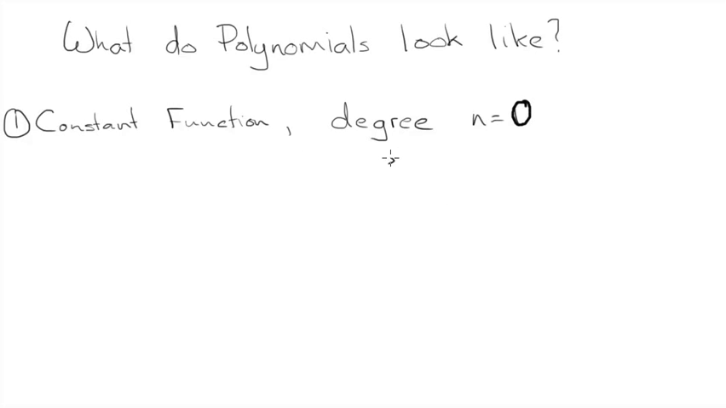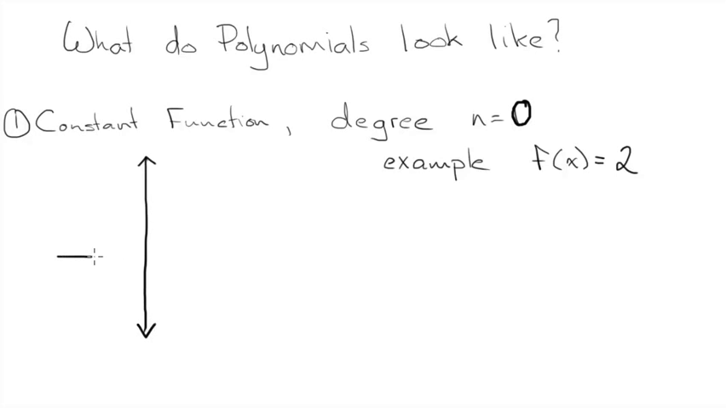So an example of a constant function would be f at x equals some number. So I'll say f at x equals, let's go with 2. It could be any number. It could be pi. Any real number. So what does a graph of that look like? Good old crooked y-axis.